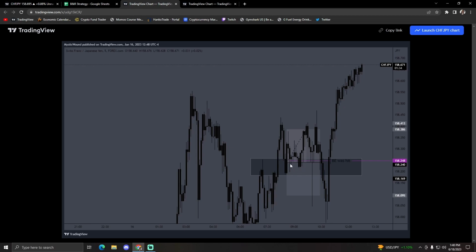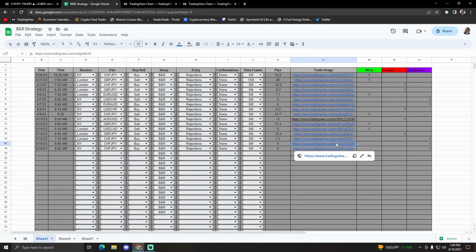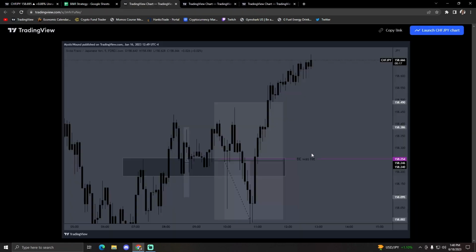I entered around here. Price came up here. Stop loss was moved to break even. Price just came down and stopped me out. So nothing too bad. I didn't really take too many losses this week. I came out to break even, so I'm happy with that.